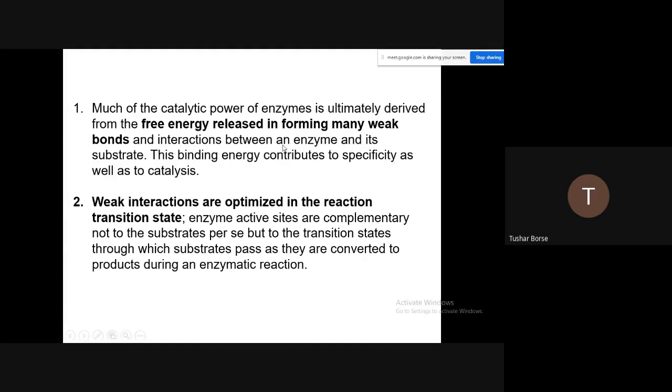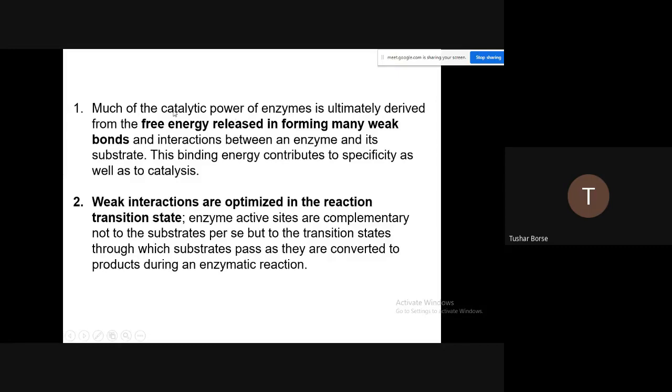What are those? That much of the catalytic power of the enzymes is ultimately derived from the free energy released in forming many weak bonds and interactions between an enzyme and its substrate. So I told you that the more the number of bonds formed, the more is the amount of energy which is released, called the binding energy, and that binding energy is going to lower the energy of activation. Okay, so this is one statement we have done.